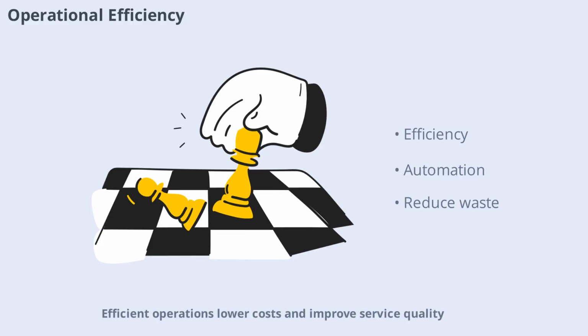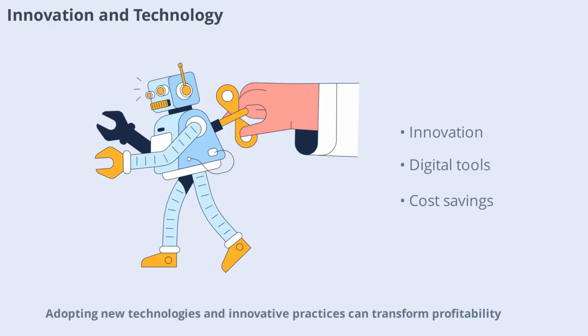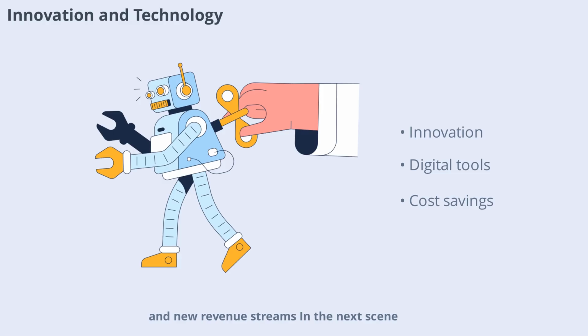Efficient operations lower costs and improve service quality, leading to higher customer satisfaction and repeat business. Next, we'll examine how innovation and technology can drive profitability. Adopting new technologies and innovative practices can transform profitability. Automation, data analytics, and digital tools help businesses operate more efficiently and make smarter decisions. Investing in innovation often leads to cost savings, improved products, and new revenue streams.